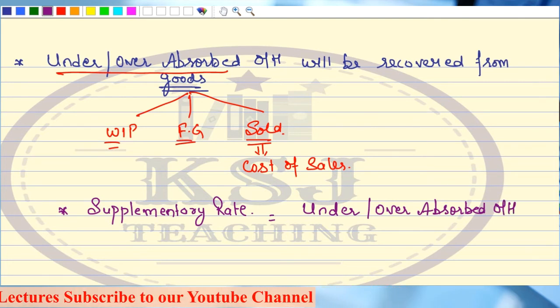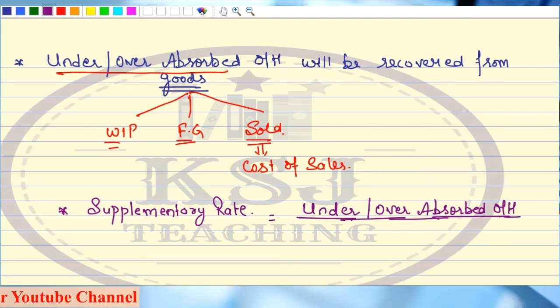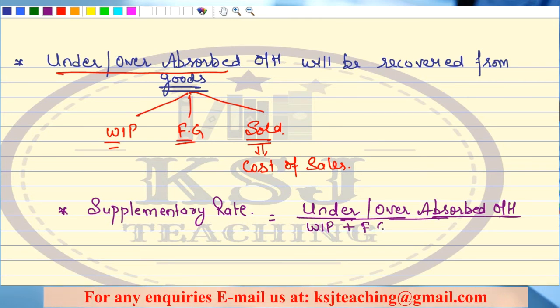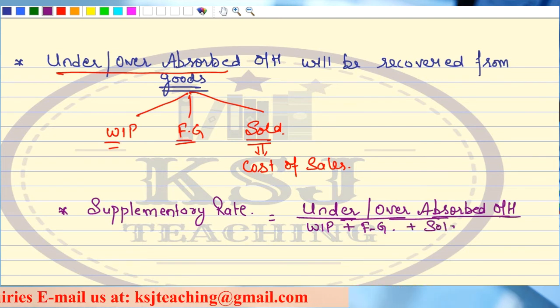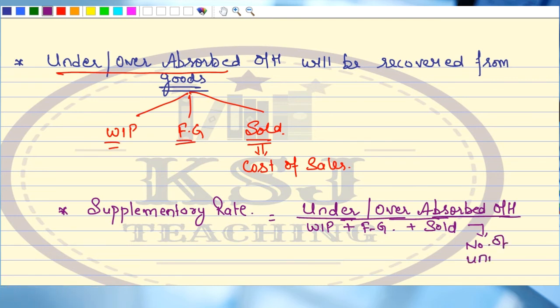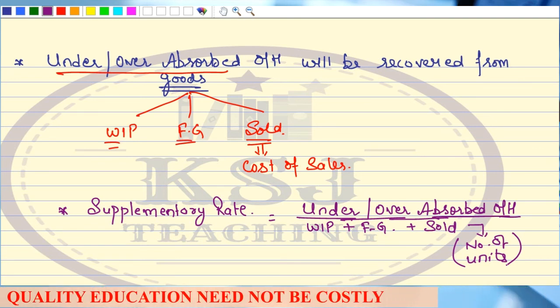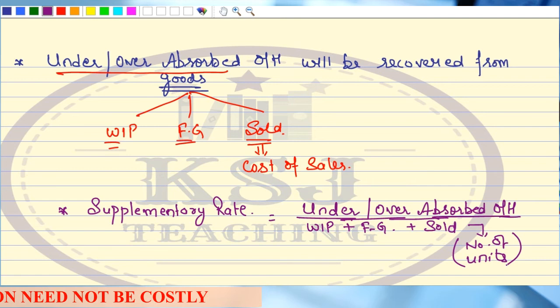Divided by the number of units from which the amount is to be recovered, and here the amount is to be recovered from the goods. So I will say WIP plus finished goods plus sold units. This all has to be in number of units: the number of units in WIP, the number of units lying in the godown as finished goods, and the number of units sold. This will give me a supplementary rate to divide the under or over absorbed overheads between WIP, FG and sold.